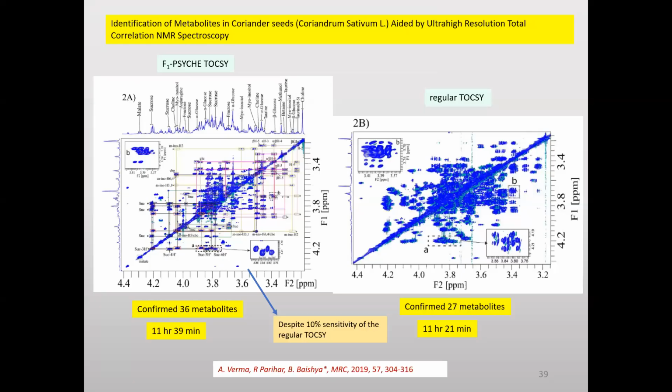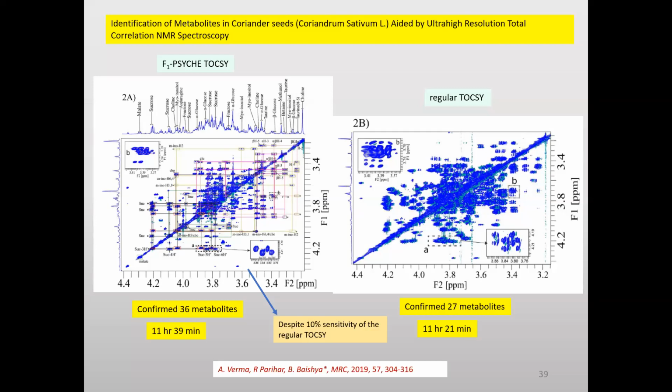Here I am showing you the application of F1 cytotoxic. On the left side is the F1 cytotoxic spectrum, and on the right side is the regular TOCSY spectrum. You can see there's a tremendous signal overlap in the regular TOCSY spectrum from coriander seed extract samples, but on the left side, F1 cytotoxic provides a very well resolved ultra-high resolution pure shift spectrum in the indirect dimension, and you can see the resolution is very high.